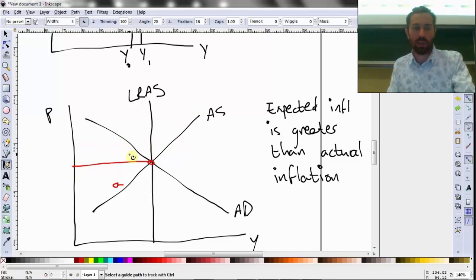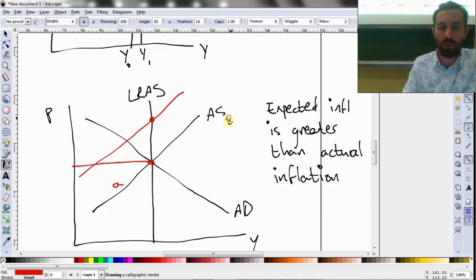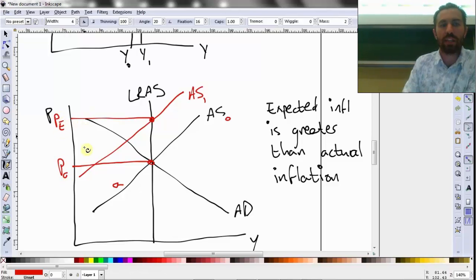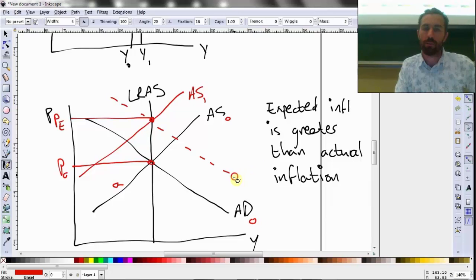Let me just redraw that, make it a little bit bigger. So we're shifting our aggregate supply curve from AS0 to AS1. Our current prices are P0, and we expect some price level PE. We expect prices to increase by the difference between PE and P0. In other words, implicit is the assumption that aggregate demand will shift by this amount. That's the expected change in aggregate demand. So we expect AD to shift from AD0 to AD expected.